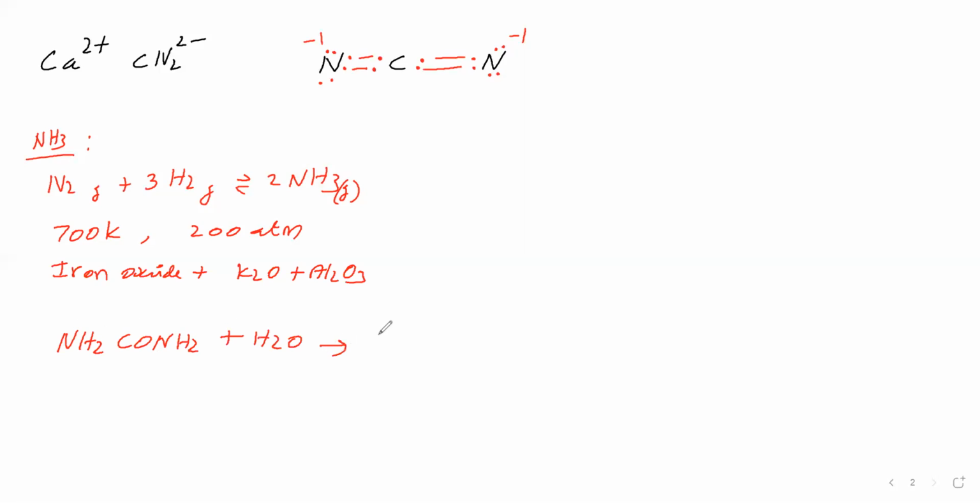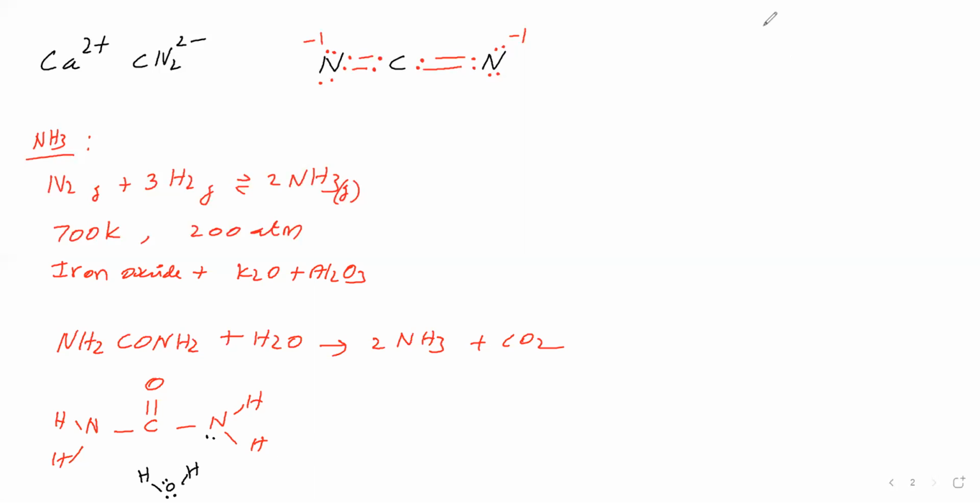On hydrolysis, we are getting ammonia and carbon dioxide. This hydrolysis reaction we'll see. Now NH2 we will take like this, and CO like this, and NH2 like this. Nitrogen can normally make 3 covalent bonds, and carbon can make 4 bonds. Okay, it is urea. Now we will take water. This oxygen has 2 lone pairs. Nitrogen has a lone pair.